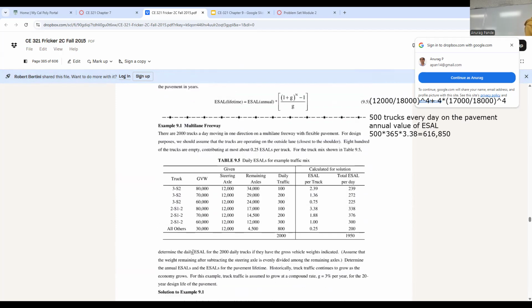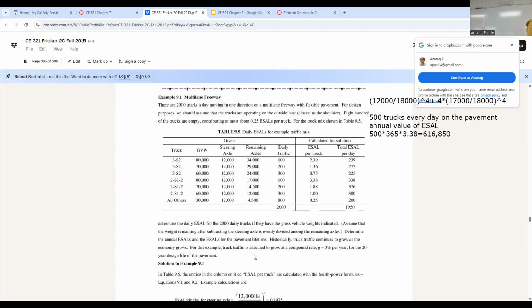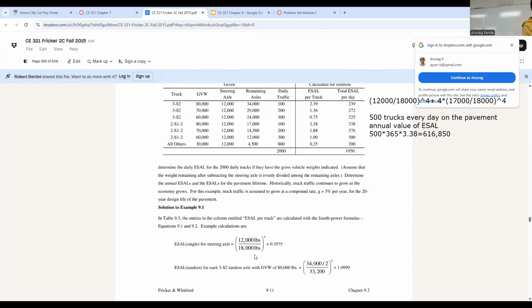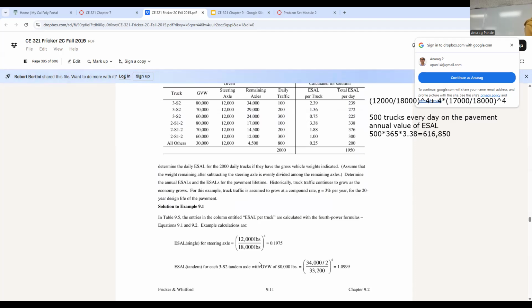So let's look at one of these numbers and make sure that we can derive it, right? So let's look at this one, 2S12, 70,000, and daily traffic is 200. Let's make sure that we can derive this value right here. I want us to be able to derive this value.